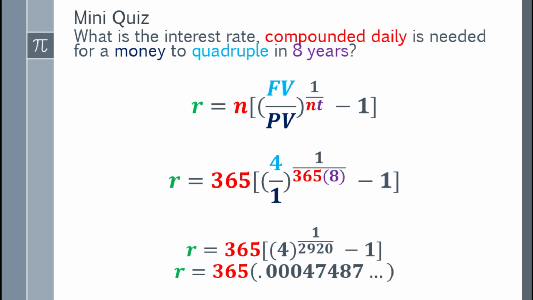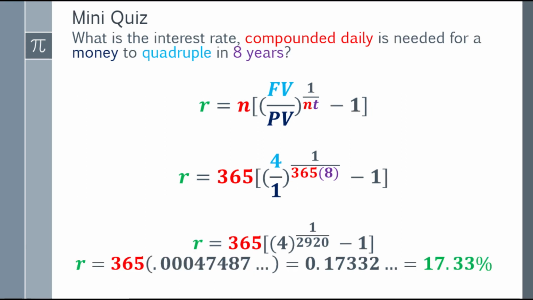0.00047487. Now, we can multiply it by 365. So, the answer will be 0.17332. And we multiply it by 100 to make it a percent. So, that will be 17.33%.